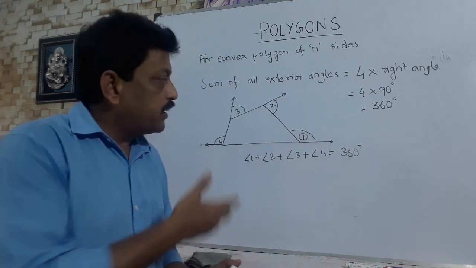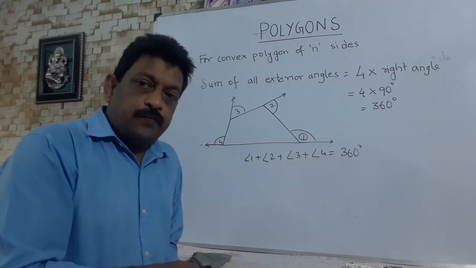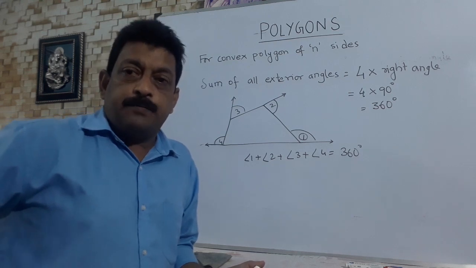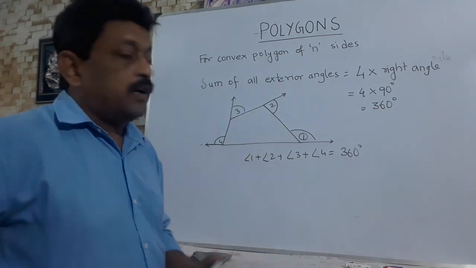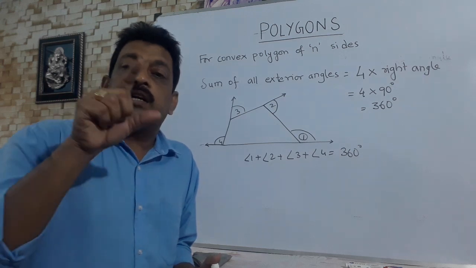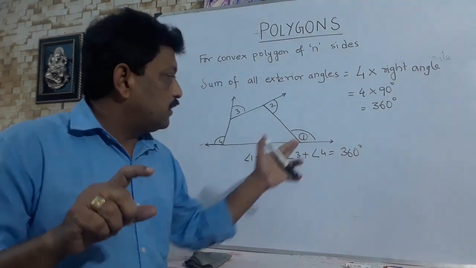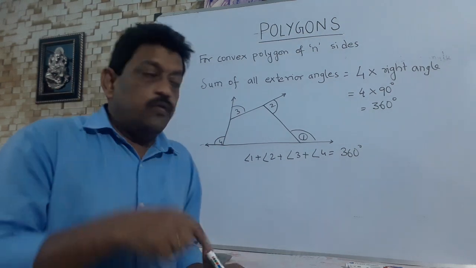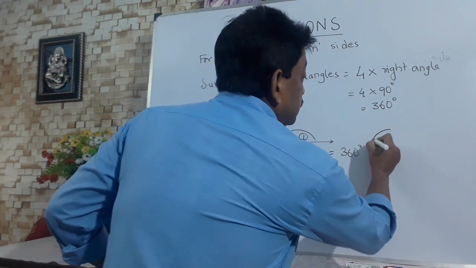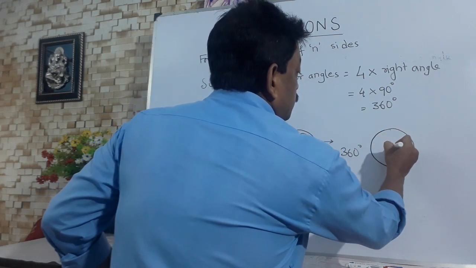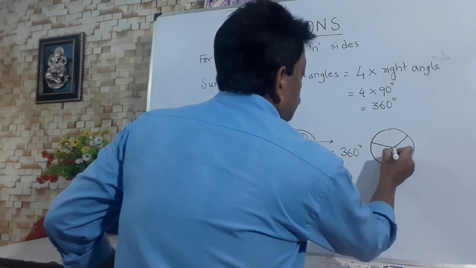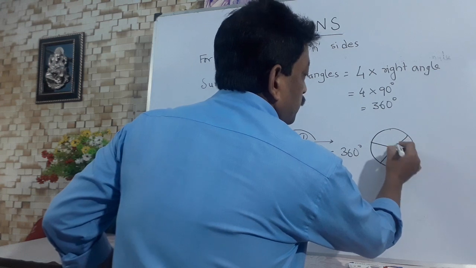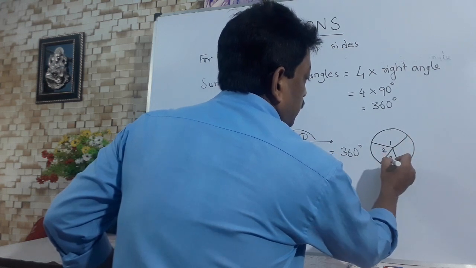Understood? We can do this by paper cutting also. If we trace the angles on tracing paper or any colored paper and cut out the angles, and join them, then you will get a complete circle. All the 4 angles in the case of a quadrilateral, if they are joined together, will form a complete circle like this. Suppose this is angle 1, this is 2, this is 3 and this is 4.